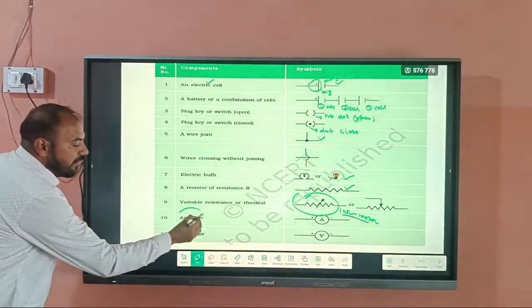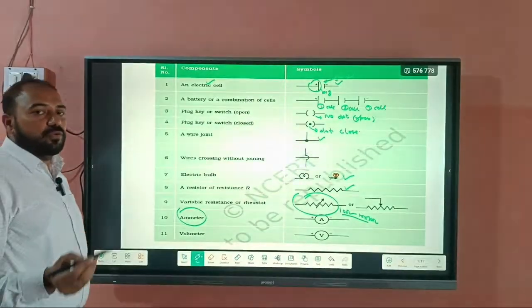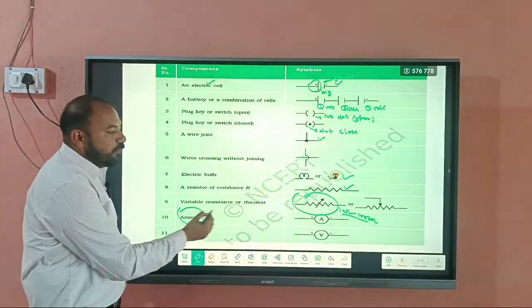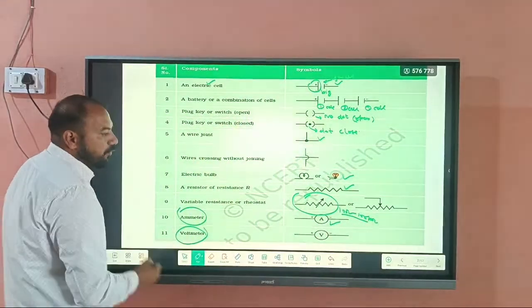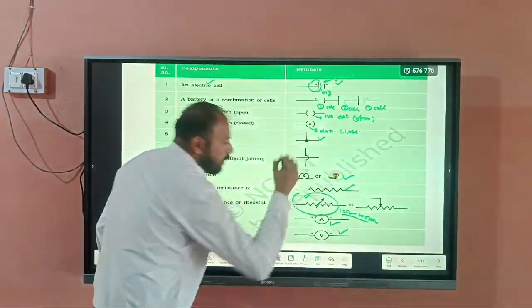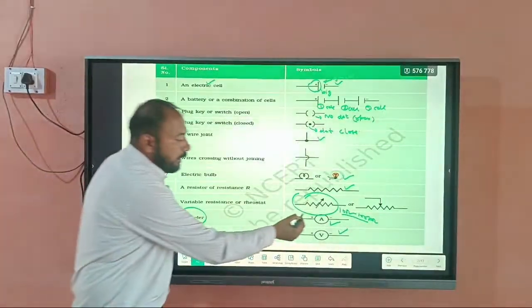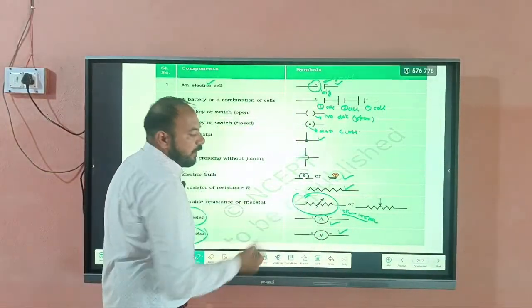And this is the ammeter, which you already know. So what is the use of an ammeter? An ammeter is used to measure the electric current. And finally, this is the voltmeter, used to measure the voltage. This is the symbol of an ammeter and voltmeter.